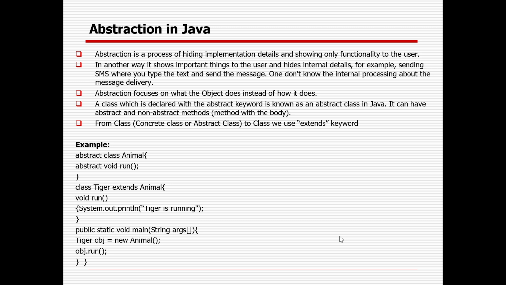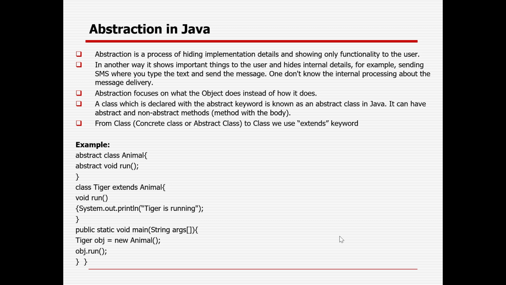You don't know the internal logic, because nobody wants to display it, as that is their confidential part. They want to show only the functionality to the user, the objective. The implementation details nobody wants to display, they hide it, and only the functionality is shown so that you can access it and do your work. So that is called abstraction. Abstraction focuses on what the object does instead of how it does.